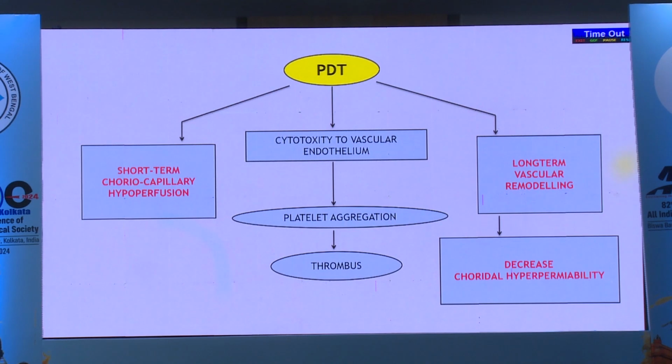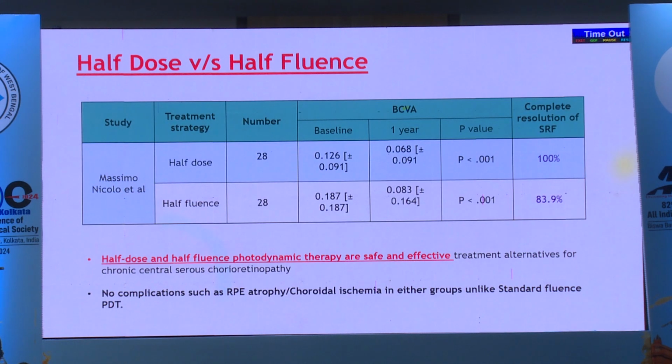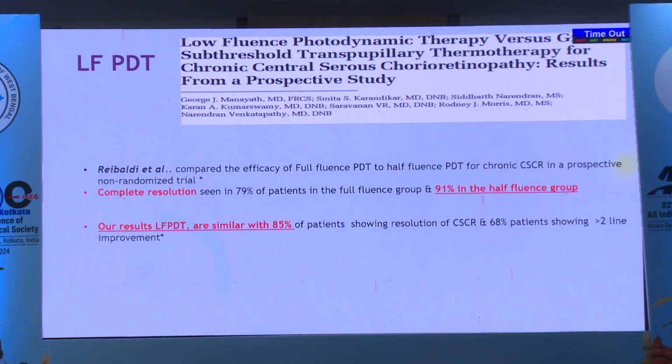Now, coming to the next entity for managing CSC, PDT is the gold standard for chronic CSR, where it causes long-term choroidal vascular remodeling, and it alters the disease progress once and for all. With a single sitting of treatment in chronic CSC, half dose or half fluence has shown equal efficacy in this disease. We have also shown that, similar to the West, we have 90% resolution in really chronic cases, more than 4 to 6 months of diffuse RPE disease.